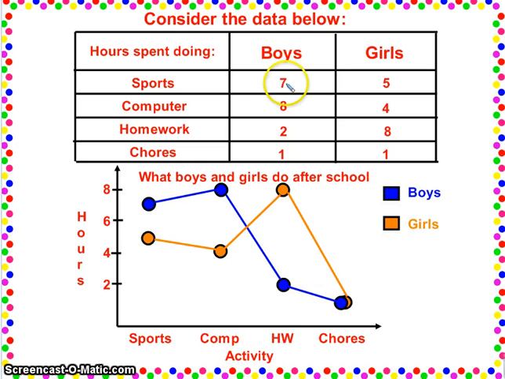And then I labeled it. So now I plot this point. I put a 7 in blue, and I put a 5 in orange. I put an 8 in blue, and a 4 in orange. A 2 in blue, and an 8, and a 1, and a 1. And then I connect the dots. This is what a double line graph looks like. We can see the difference. The low for both is the chores. The high for boys is computers. The high for girls is homework. Remember, made up data, so don't be offended.